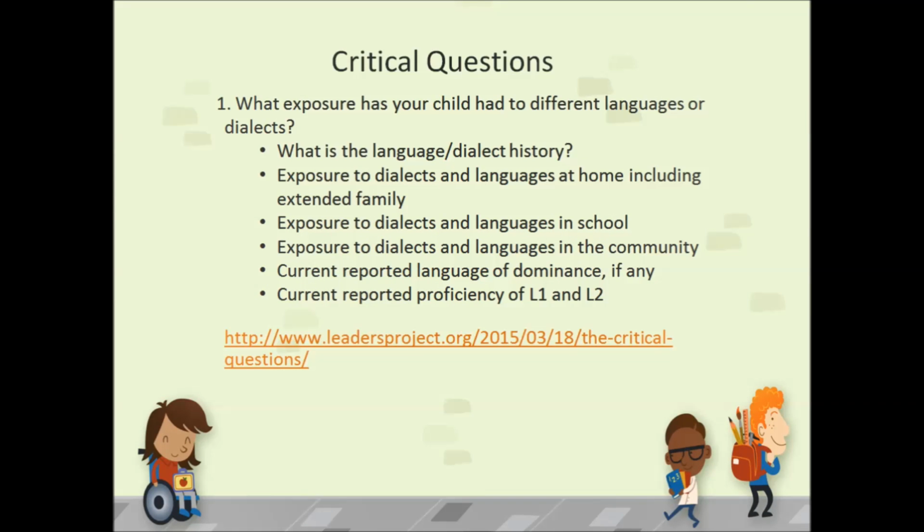What exposure has your child had to different languages and dialects? And I try to ask this question like, how much do you speak to your kids in that language at home, and how is the school's instruction, how are the siblings talking to the child, just to get a kind of holistic picture of how much of each language or dialect they're getting.